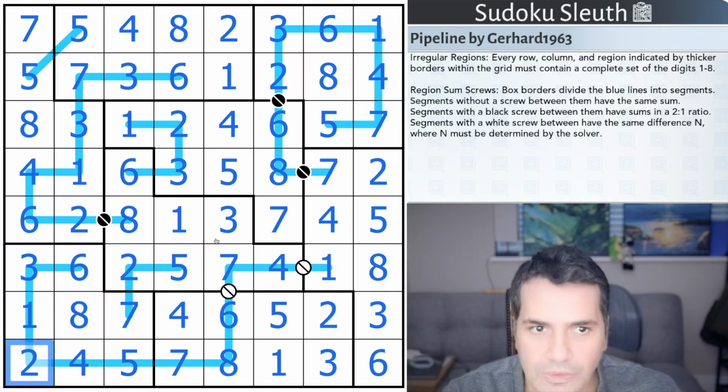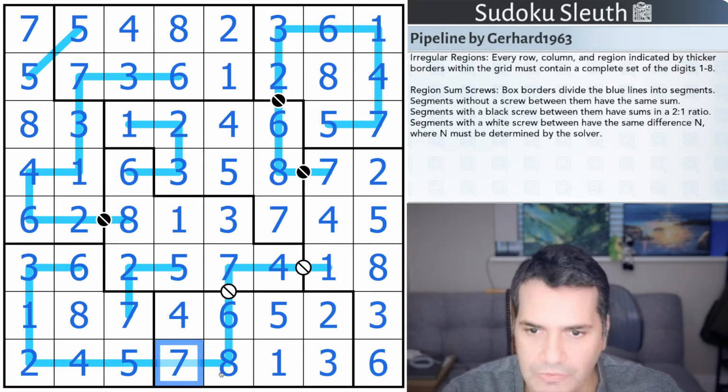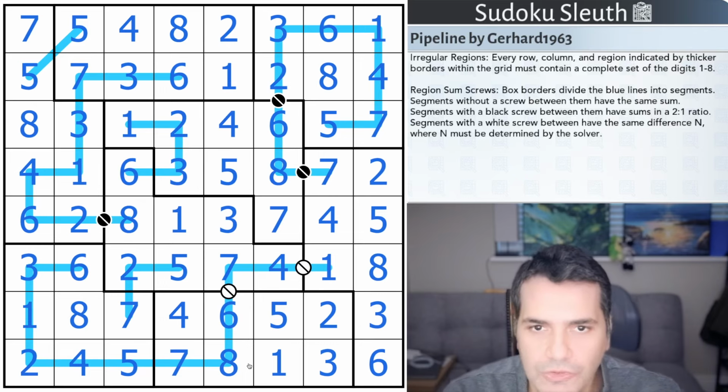Fantastic puzzle, Gerhard 1963. I made this way harder than it actually was. If I can actually count, I would have been okay. What a fantastic puzzle and variant. I hope we do see it again in the future.